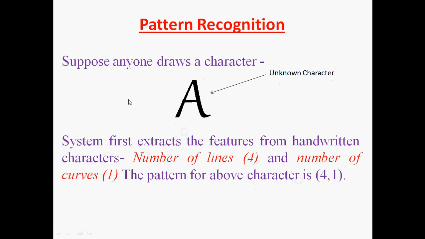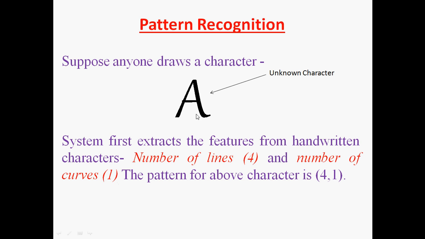Now suppose someone has drawn this character A, and this is an unknown character. We just want to identify this character. Now we say that 1, 2, 3, 4 lines are there in this character, and this segment is curved. So there is one curve in this character and 4 lines. So the number of lines is 4 and the number of curves is 1.